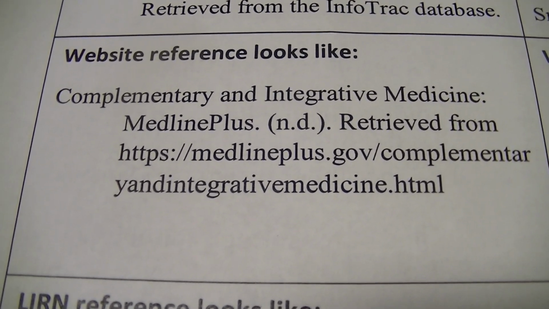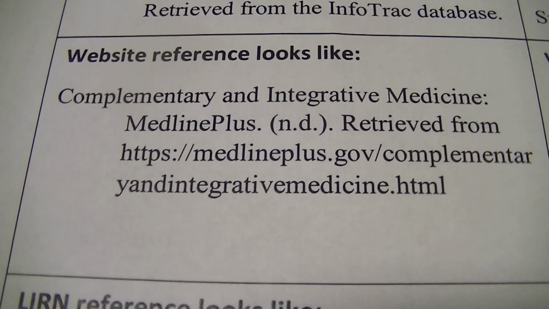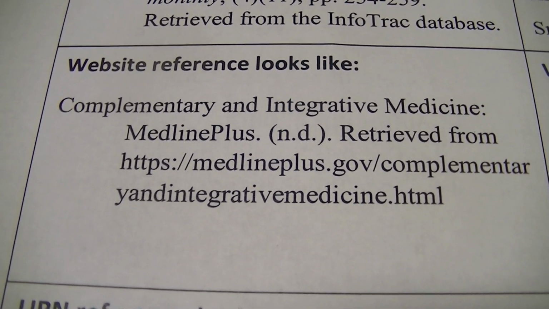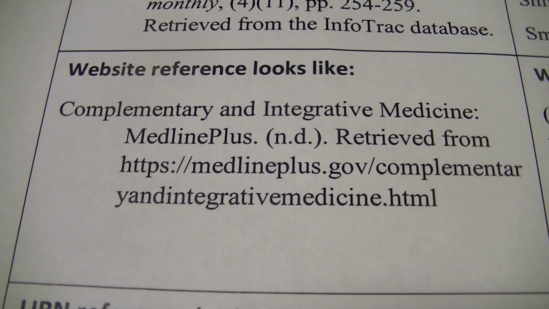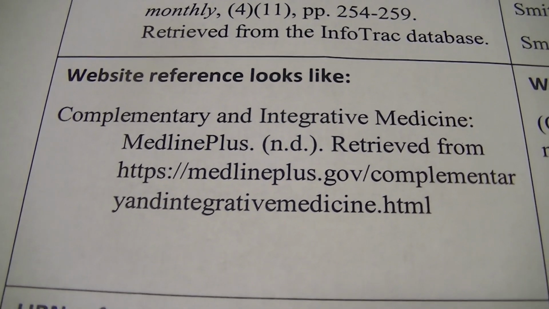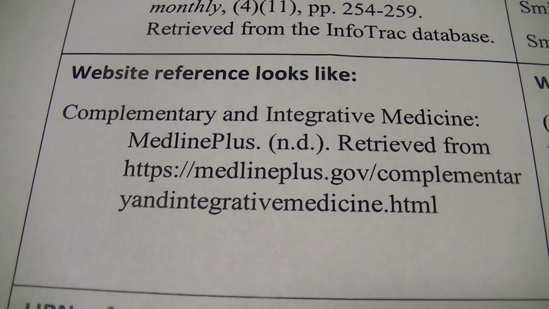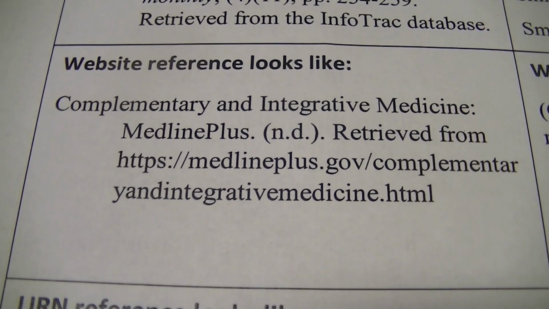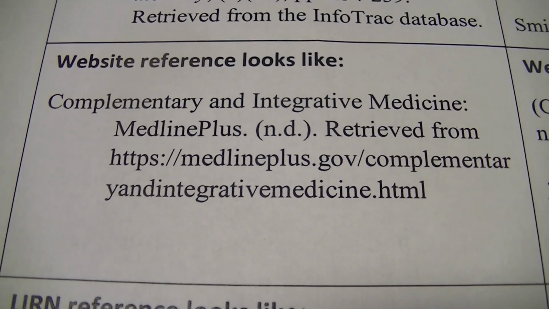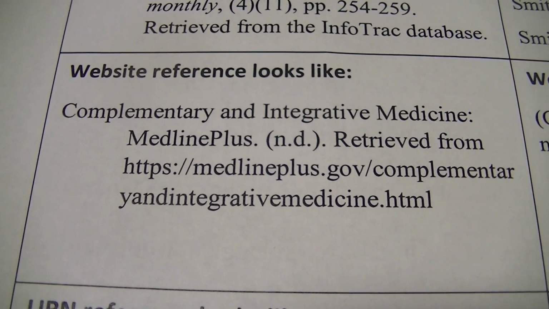Sometimes we don't have the author last name. What do we do? Oh no, oh my gosh. It's okay. We just use the name of the article, okay? So in this one, we're looking at Medline Plus, and there was an article on Medline Plus about complementary and integrative medicine, okay? And now we're given that exact website. Notice the N.D., that stands for no date. That article did not have a date on it. Sometimes that happens when we're online, and that's okay.